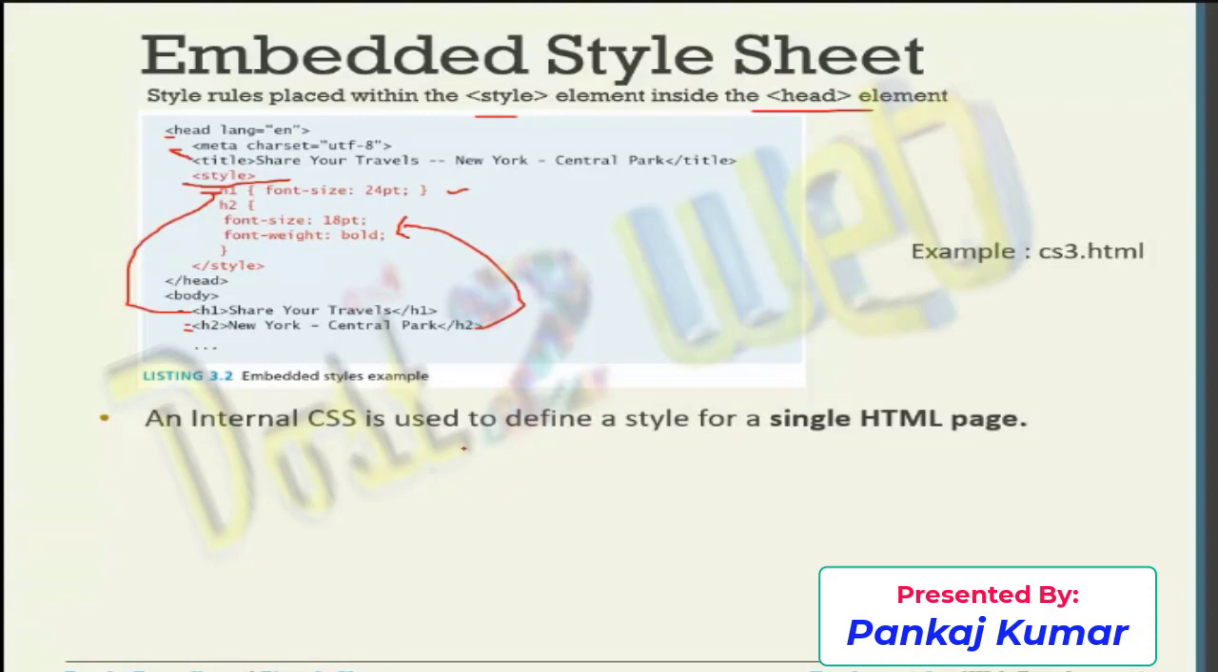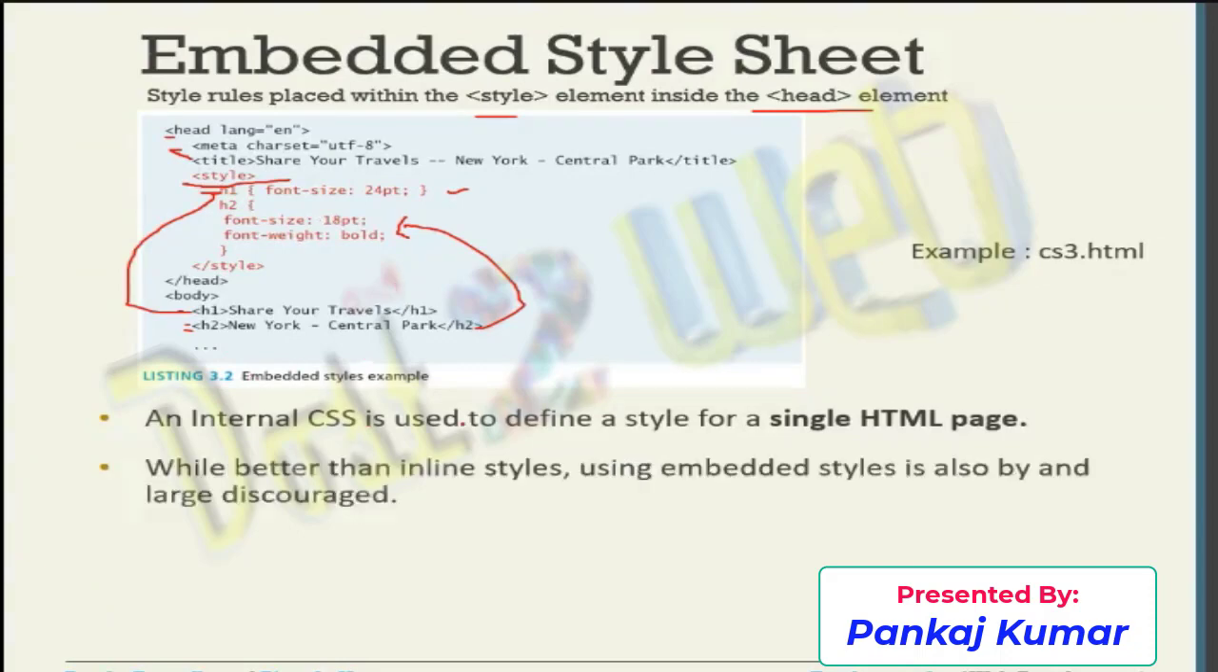Internal CSS, as we just said, is used to define style for only a single HTML page. That means page by page you define it. But here you can see that wherever you use h1 in the entire HTML page, the CSS style will be applied everywhere. That is the benefit here. So internal CSS defines style for only a single HTML page, but here you can define for multiple HTML elements.